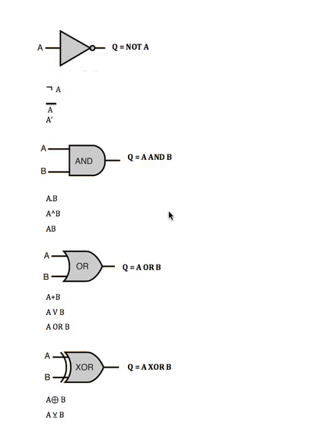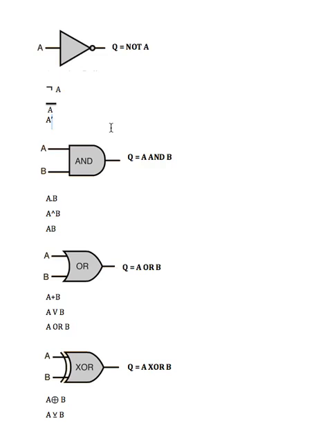But notice that there are a number of different ways in which the NOT can be symbolized. We can have this sort of sideways L. We can have a bar across the top of the input, or we can show a NOT gate with an apostrophe. So there are three ways in which the NOT gate can be written.